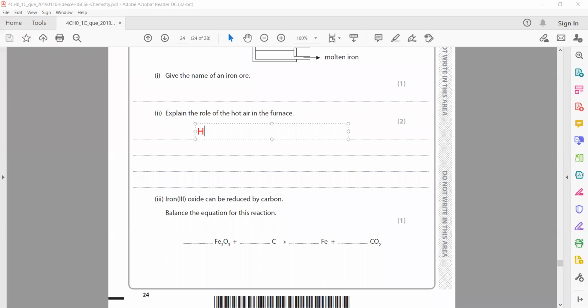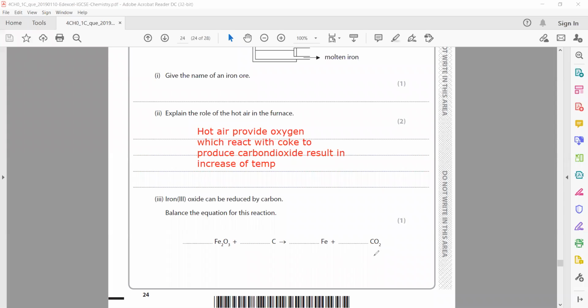So hot air provides oxygen, which reacts with coke to produce carbon dioxide, which results in an increase of temperature in the furnace.